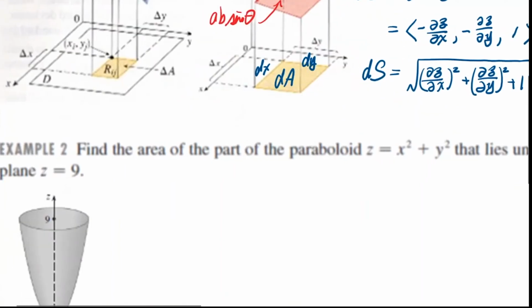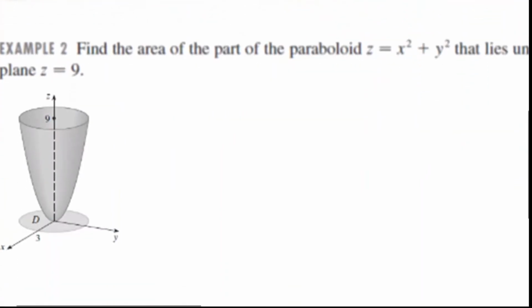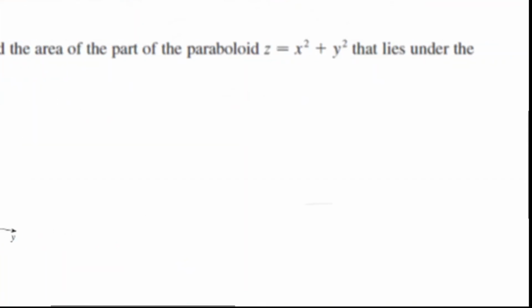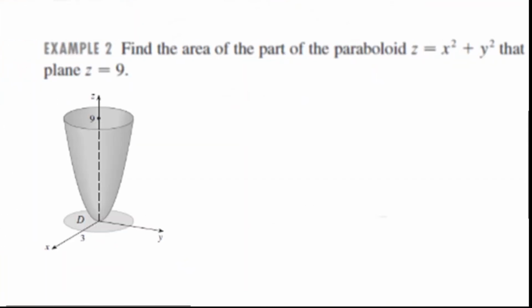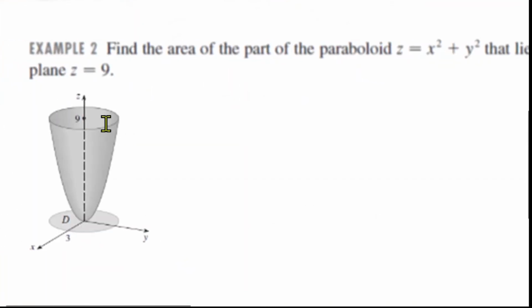So we need to find the surface area of this paraboloid right here that lies under the plane z equals 9. So we're just cutting it off at that height of z. Good. Okay, so let's do it.